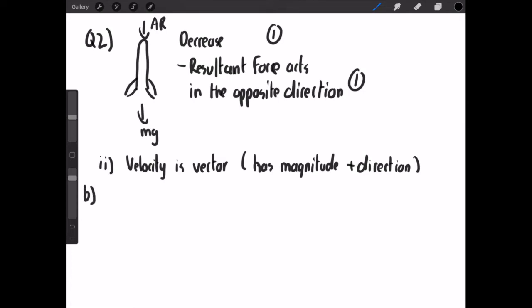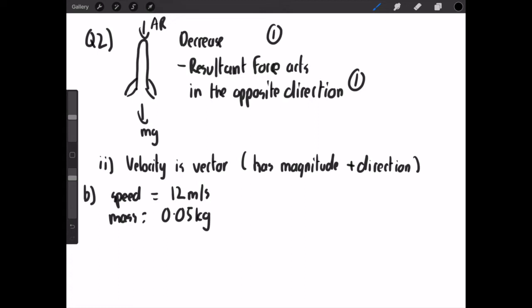Part B, the speed of the rocket just after being launched is 12 meters per second. So let's always write these things down as soon as we get them. So we know speed, not velocity, but speed is 12 meters per second, and the mass is 0.05 kilograms. Okay. Calculate the kinetic energy of the rocket just after being launched.